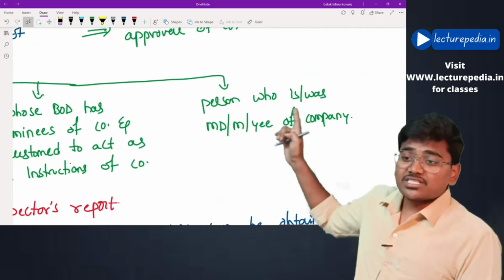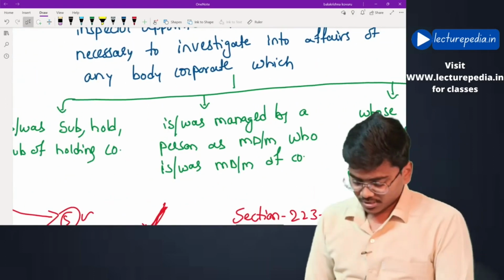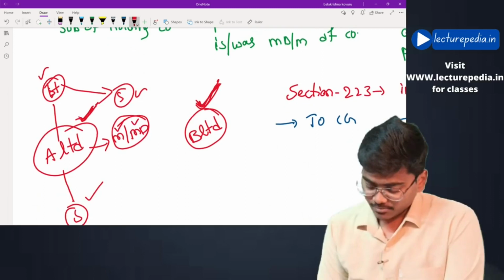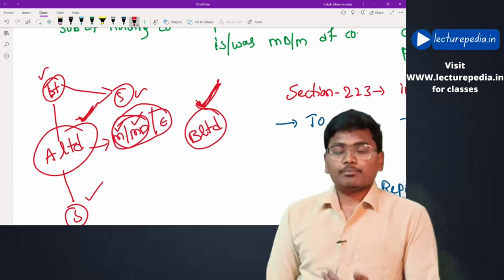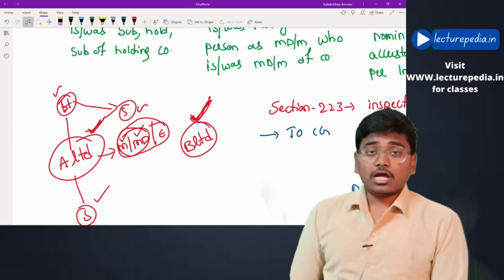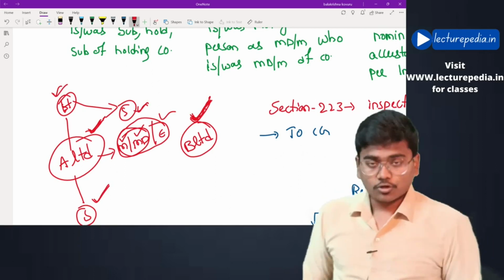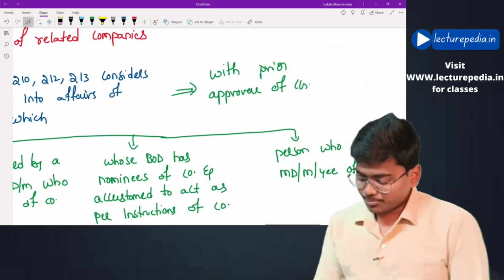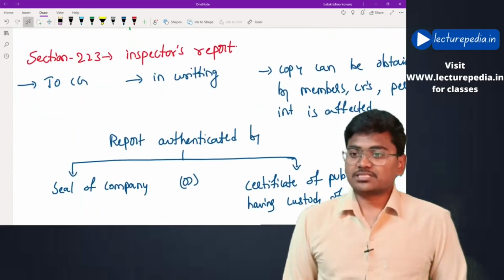Or a person who is or was a managing director, manager, or employee of the company. See, investigation is going on against A Limited, and in A Limited, the manager, managing director or employee, these people will also be treated as related persons or related entities. Now the inspector, if he feels necessary, can also conduct investigation in all these related entities. Hope this is clear. But for conducting the investigation into related entities, he should get prior approval of the central government. Hope this is clear.